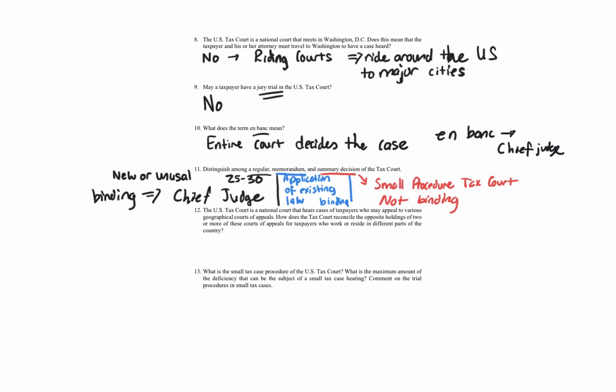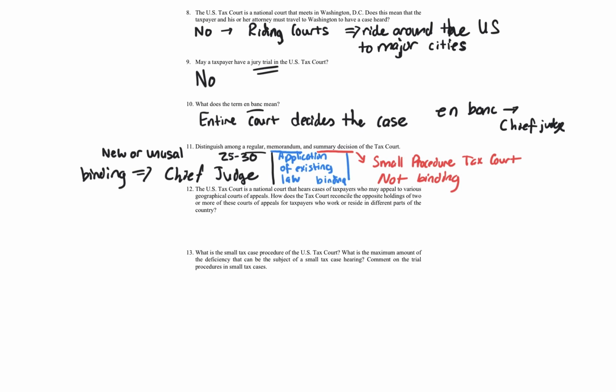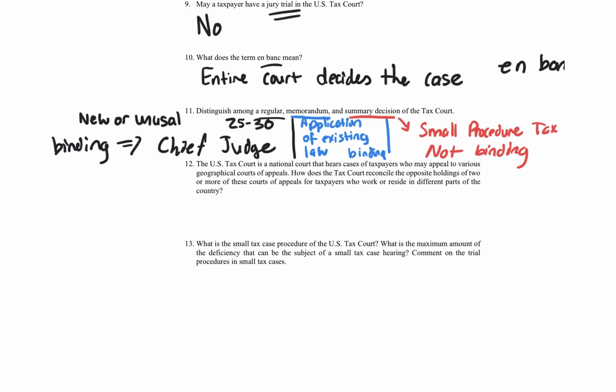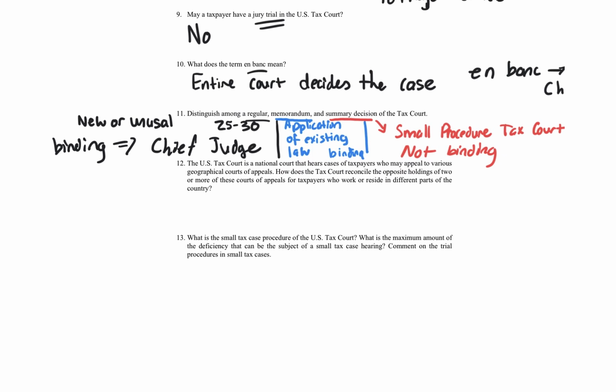Question 12, by the way, I referenced in question 11. So these questions, 10, 11, 12, all go together. Question 12: the U.S. Tax Court is a national court that hears cases of taxpayers who may appeal to various geographical courts of appeal, the U.S. Court of Appeals. How does the tax court reconcile the opposite holdings of two or more of these courts of appeals for taxpayers who work or reside in different parts of the country?